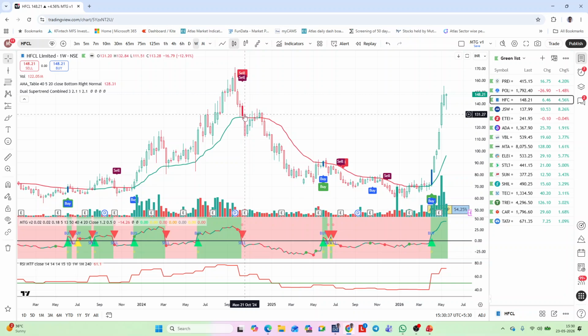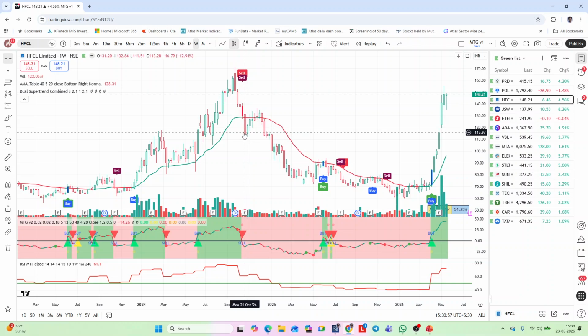And next week, you can see that the candle closed below our AMA line. So whatever balance 25% is left, you can book it and come out of the trade. Now you are coming out of the trade and you will not do anything. You will just sit quietly, keeping this stock in your watch list to complete the entire cycle.